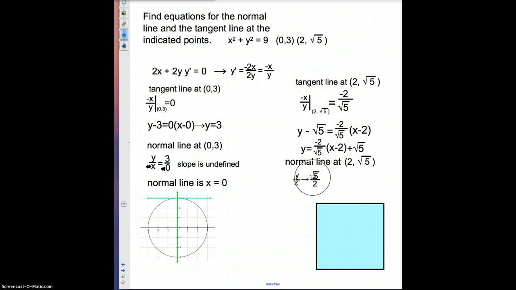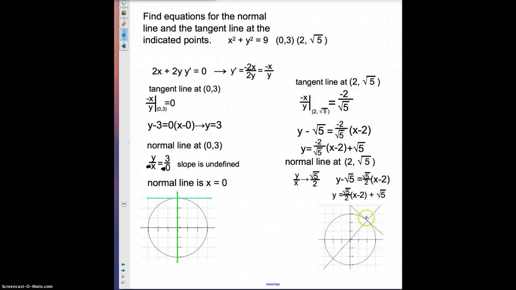Then you plug in your points, and you get square root of 5 over 2 for the slope of your normal line. Then you plug in the square root of 5 for y and 2 for x, and then you add your square root of 5 on both sides. So there's your normal line, there's your tangent line, and let's look at the graph. So again, we've got our circle, and here's the point 2, square root of 5, and we have our tangent line, and the normal line you can see is perpendicular. So that's how you do equations for normal and tangent lines at certain points.